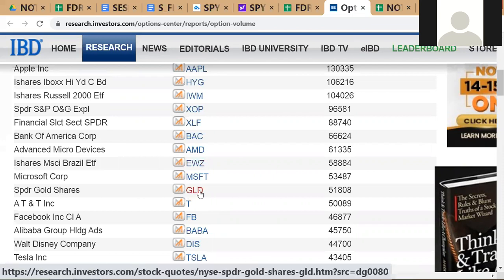Spider Gold Shares, you saw me removing that. Actually, this is mimicking the performance of gold. So I think they're tracking gold futures. I don't want that. So I put in GDX. GDX will have components which are gold mining companies.